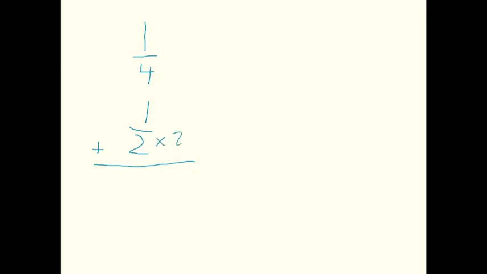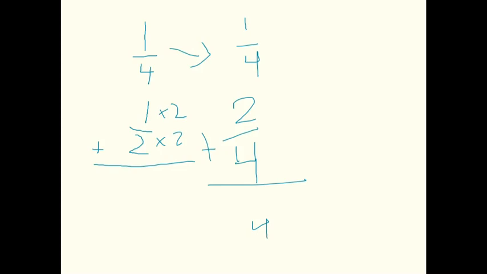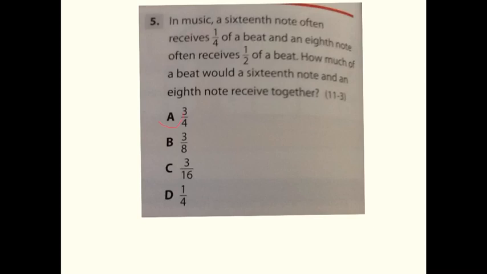So you're going to multiply by 2 and leave this one alone. So you multiply 2 by 1, which is 2, and 2 by 2, which is 4. So then you have to add 1/4 plus 2/4. 4 is your common denominator, so you put it there, and 2 plus 1 is 3. So your answer is 3/4. So the answer to this problem would be A.